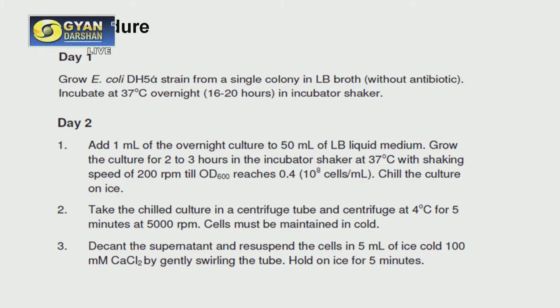Next day, that is day number 2, what you have to do is add 1 ml of this overnight culture to 50 ml of Luria-Bertani liquid medium. Again you grow the culture for 2 to 3 hours and then measure the optical density of the culture in a spectrophotometer at 600 nanometer. If you see that the optical density reaches 0.4, then you can understand that it is suitable for bacterial transformation, because it has almost 10 to the power 8 cells per milliliter. So 10 to the power 8 cells per milliliter corresponds to around OD 600 of 0.4.